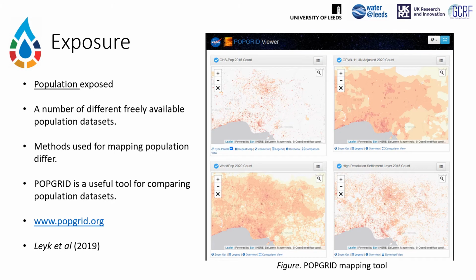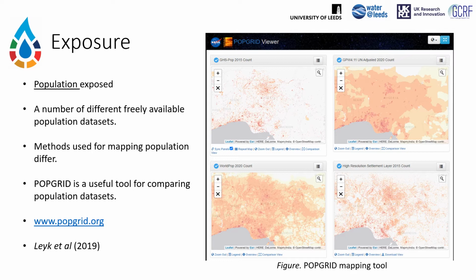So how about exposure? What global data sets are there to calculate exposure? For the purpose of this talk, I'm going to be talking about people or population exposed. There are a number of different freely available global population data sets. And just like with the global flood models, there are a number of different methods for mapping population globally.